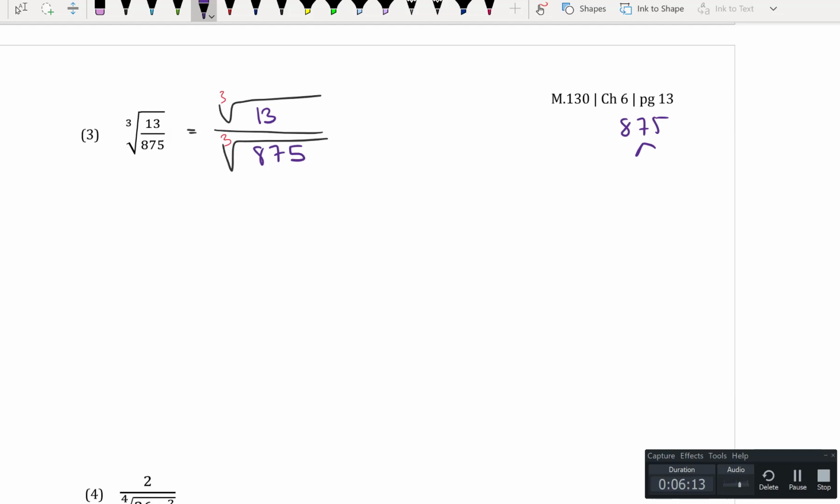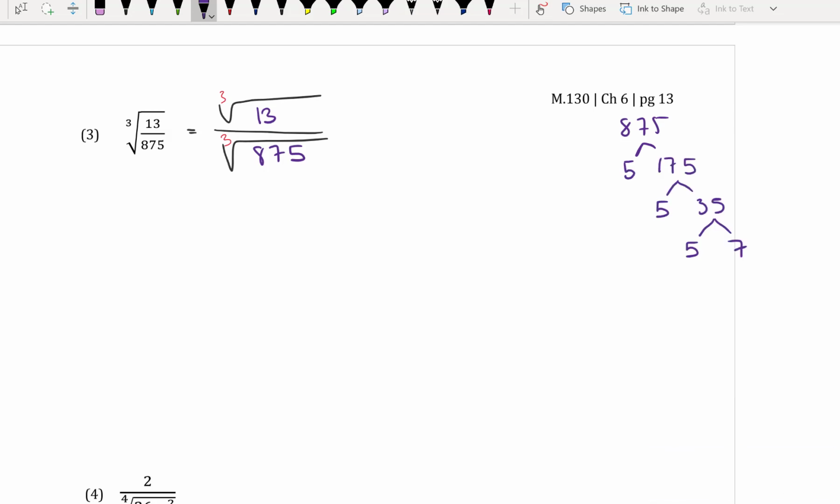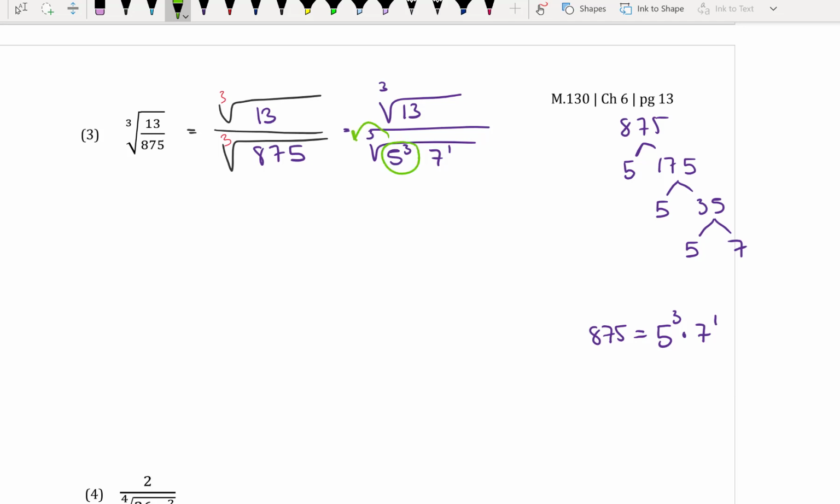So I'm going to go ahead and do that. I went ahead and did my factor tree for 875. The really cool thing about this is that 875 factored as 5 to the third and 7 to the first power. So I'm going to go ahead and reduce that. I still have my third root of 13. And down at the bottom, I have the third root of 5 to the third times 7 to the first power. So that means this 5 gets to jump out.